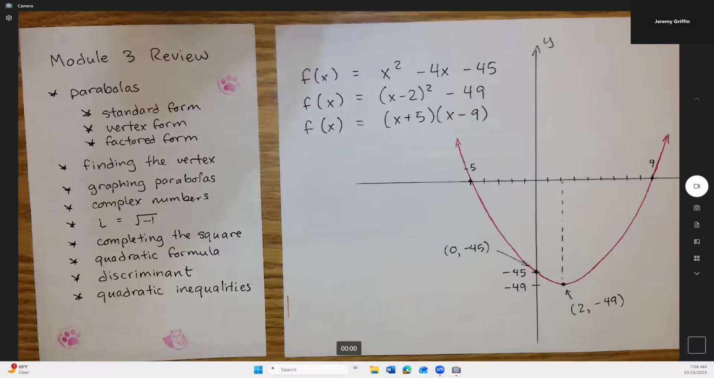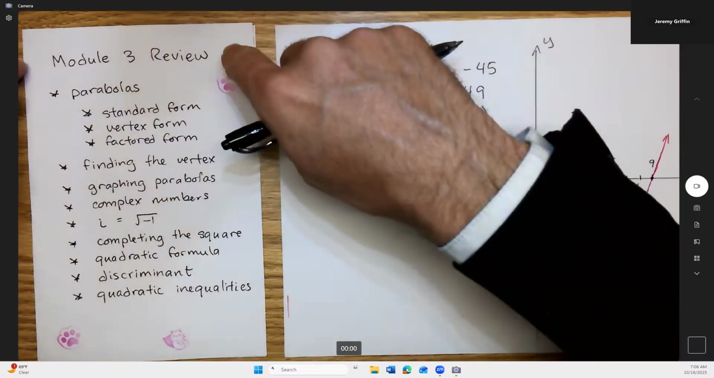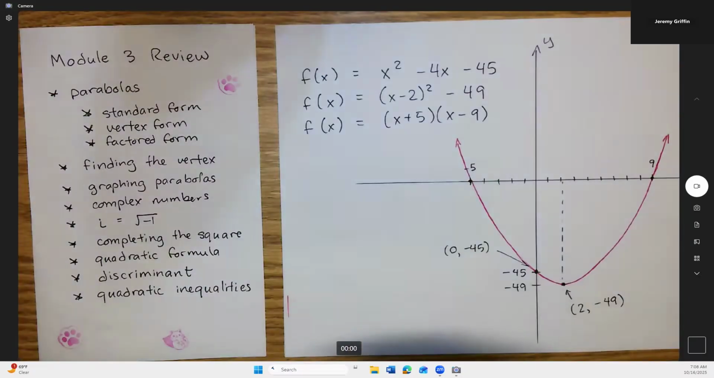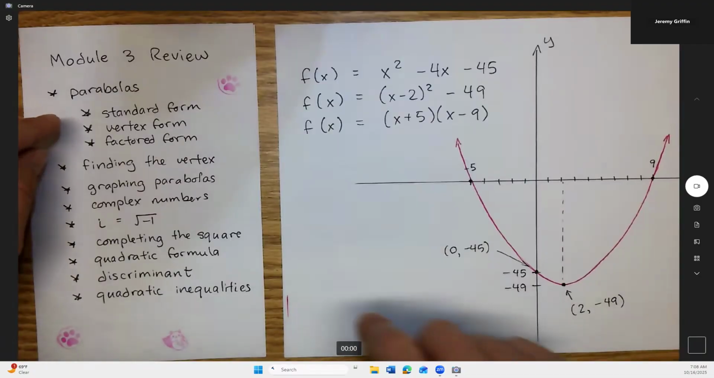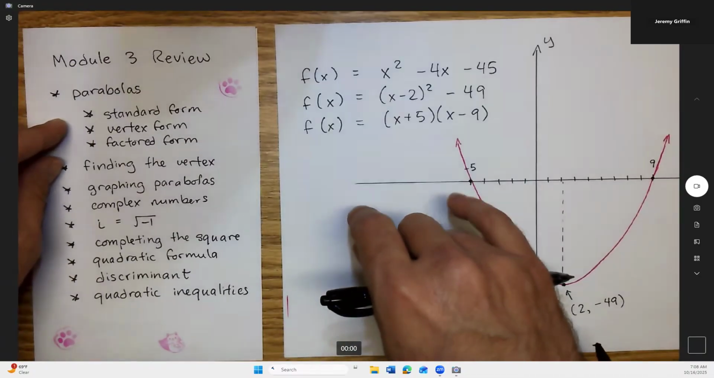Module 3 review. I was leafing through the module, hitting all the main topics. I also looked at the quiz I wrote you a few days ago, and if you know this, then you'll be good to go. So we'll cover all these. This is all about parabolas. This whole module is about parabolas.